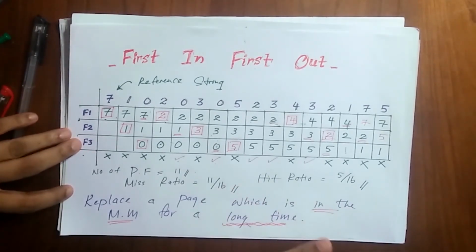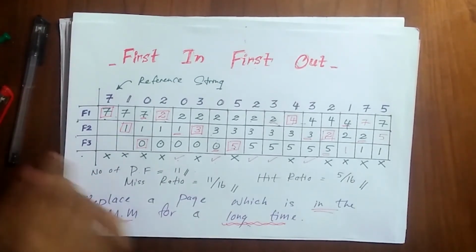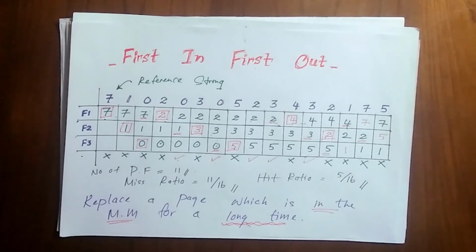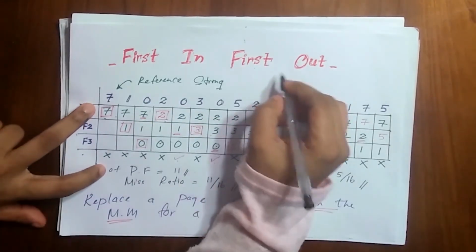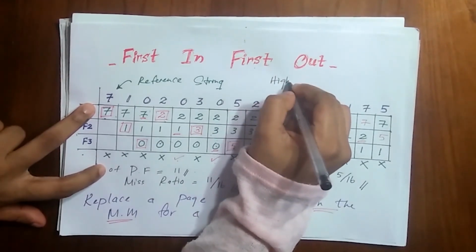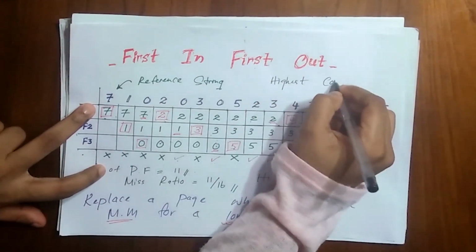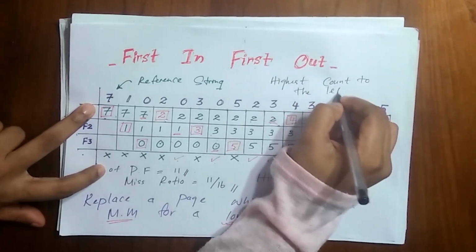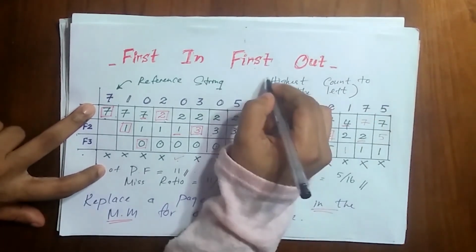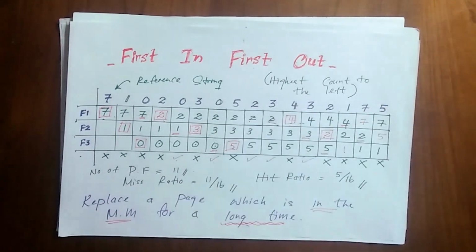So what happens here is we always replace the page which is in the main memory for a long time, and also you can do it by getting the highest count to the left. So I'll write it here, highest count to the left. Keep it in your mind.